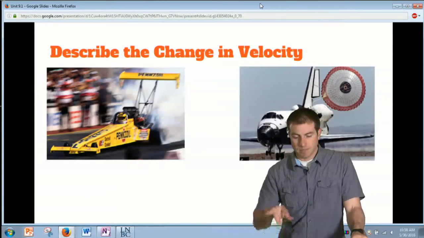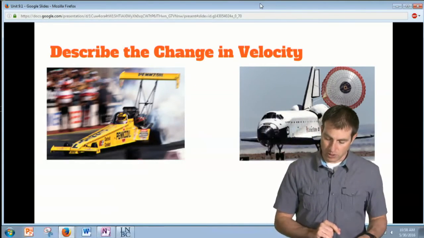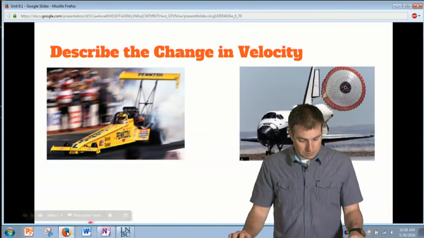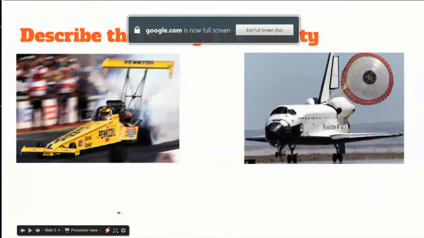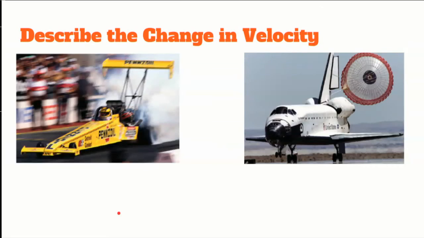How about this? Space shuttle. Well, they don't fly anymore, sadly. If it lands, what's its change in velocity going to be? How is it different than the drag car? Is it different at all? Are they the same change in velocity? Are they different changes in velocity? What is one of the fundamental differences between these two examples?